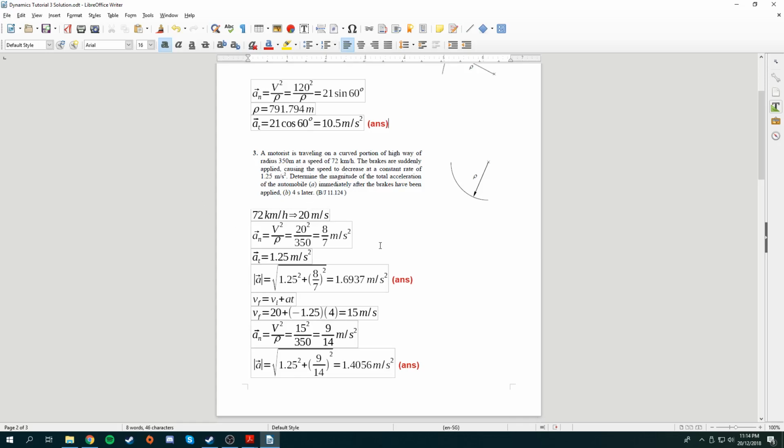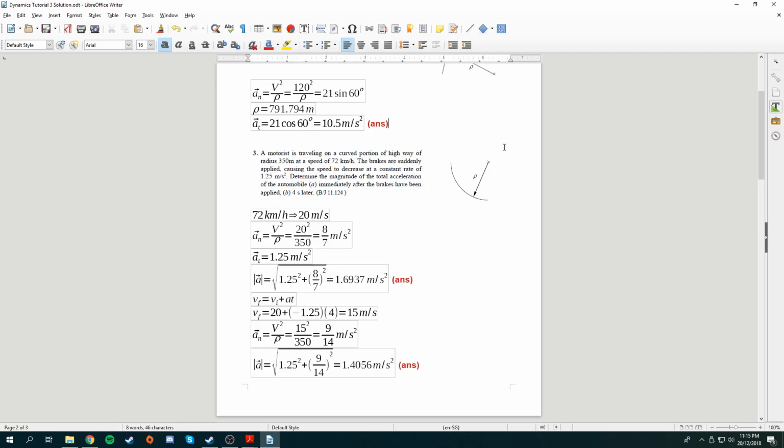We can first convert 72 km per hour into 20 meter per second, because that's the working unit for our calculation. Then we can do the centripetal acceleration, which is still v squared over rho. We know v because we converted already, and we also know the radius rho, 350, and we can find the centripetal acceleration over here.